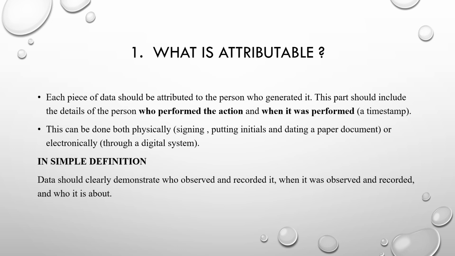So this can be done physically, by signing, putting initials and dating a paper document. Let us take data generated in a paper document. In that you need to put your signature, initials and also the date, which states that you performed that action on that date and time. That's what signing, putting initials and dating a paper document means. If it is an electronic signature, then the system or software will capture who generated the data and when it was generated.